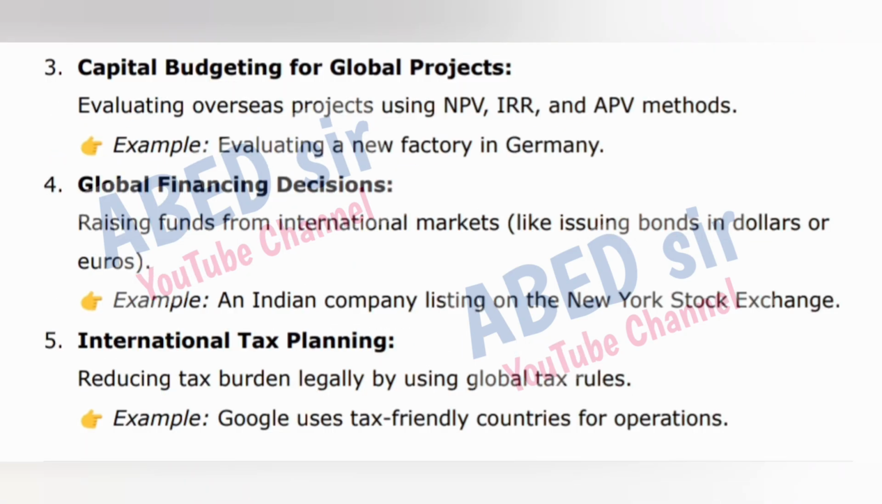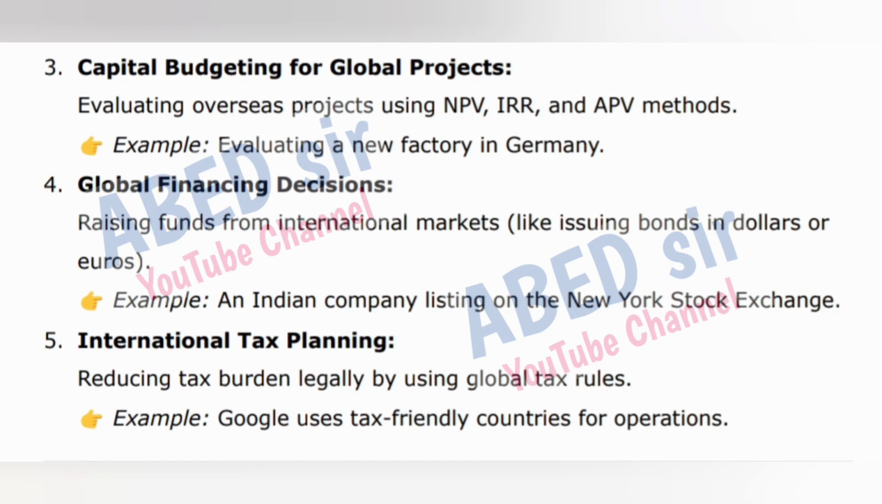3. Capital budgeting for global projects. Evaluating overseas projects using NPV, IRR, and APV methods. Example, evaluating a new factory in Germany. 4. Global financing decisions. Raising funds from international markets, like issuing bonds in dollars or euros. Example, an Indian company listing on the New York Stock Exchange. 5. International tax planning.